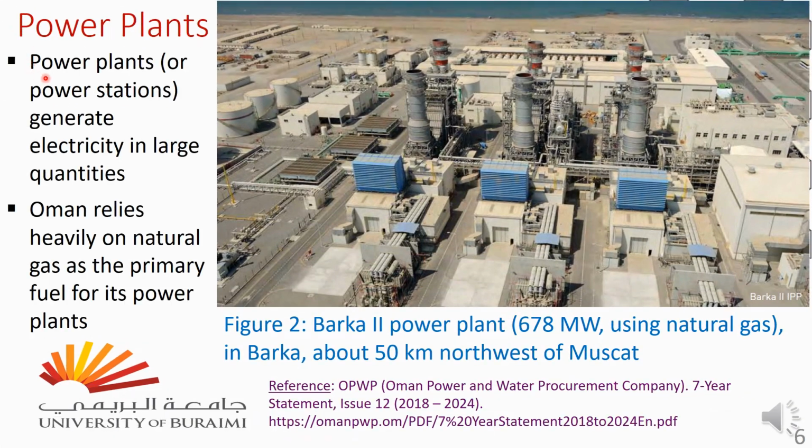The electricity generally comes from power plants or power stations, which generate electricity in large quantities. And Oman relies heavily on natural gas as the primary fuel for its power plants. This photo is of one of the power plants in Oman called Barka 2. It has a power level of 678 megawatts. Now this can lead to the aim of the project.